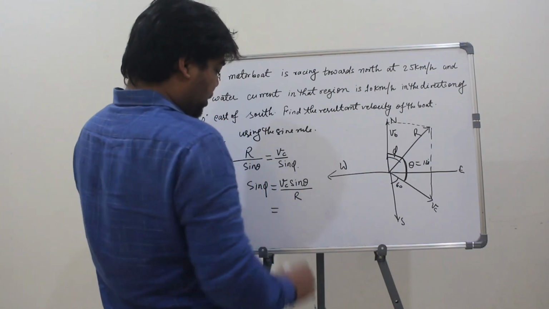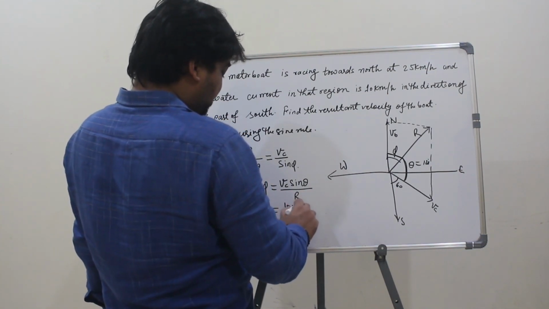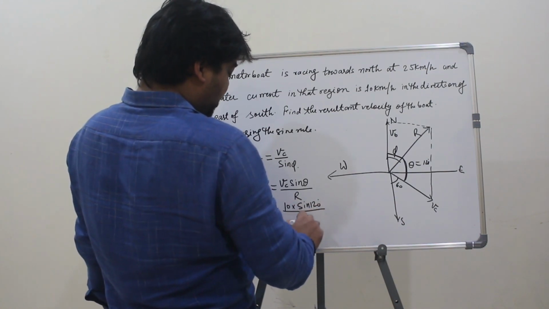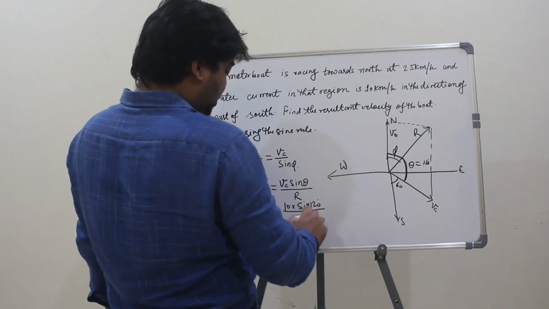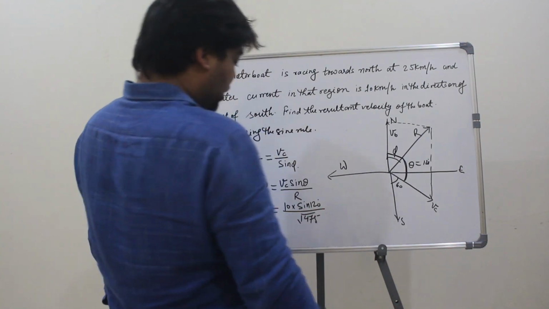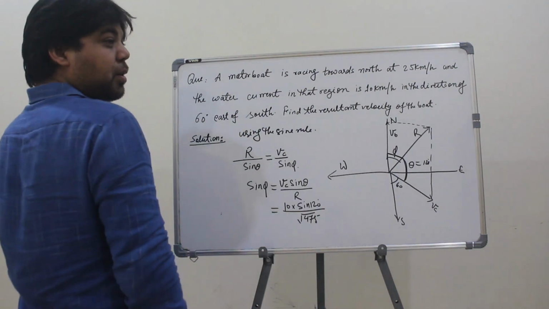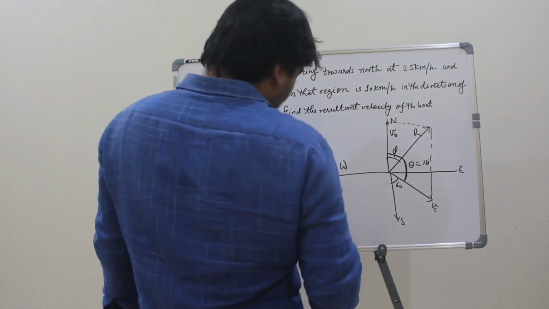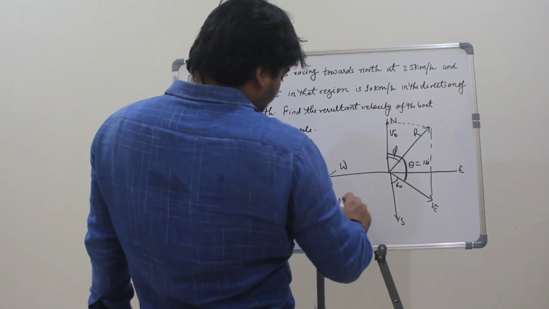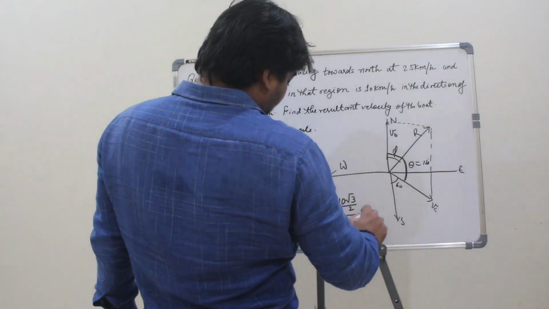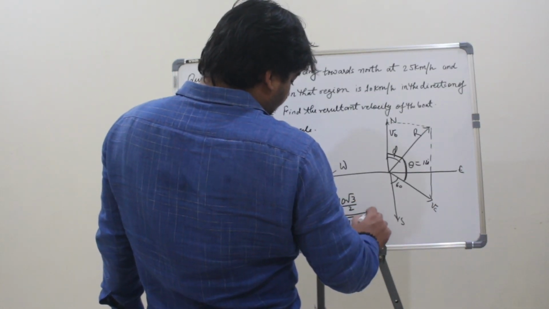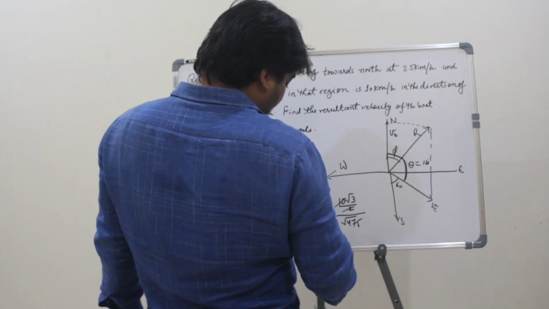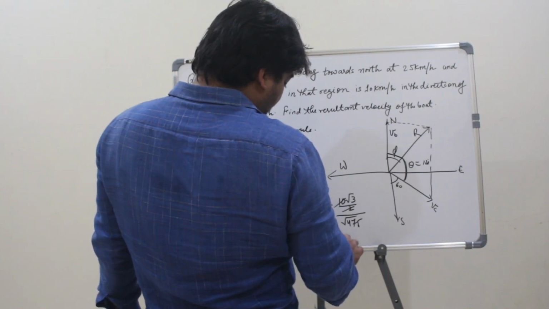Now what is VC? It is 10 into sine 120 degree divided by this root 475. Now sine 120 is sine of 90 plus 30, which is cos 30 degree. And what is cos 30 degree? It is root 3 by 2, right? 10 root 3 by 2 divided by this. So it is 5 root 3 divided by root 475.